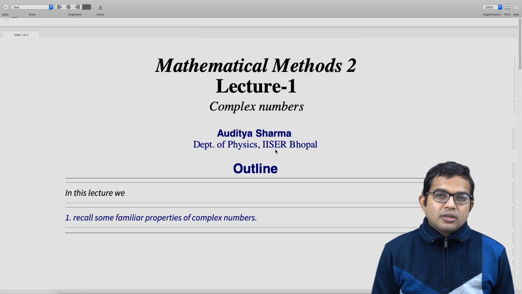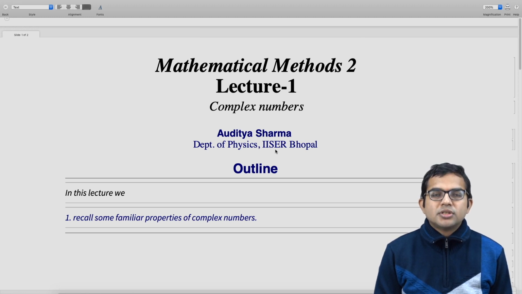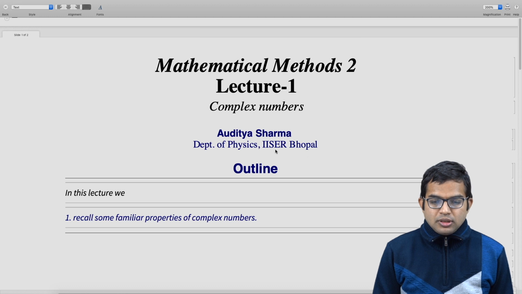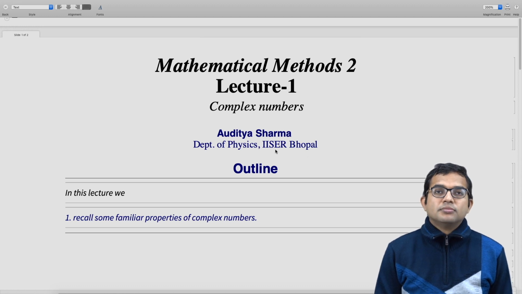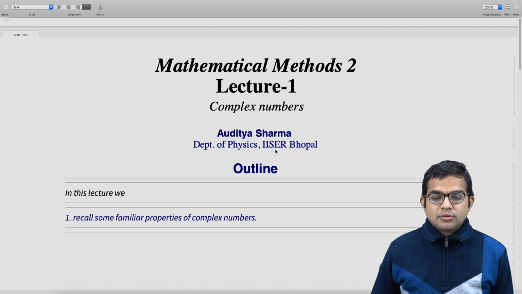So the first topic that we're going to cover is complex analysis, in which we will begin with just complex numbers in this lecture, and maybe a few more lectures, where we will recall properties of complex numbers that we are mostly expected to be familiar with. In this lecture we will just start with some very basic definitions.